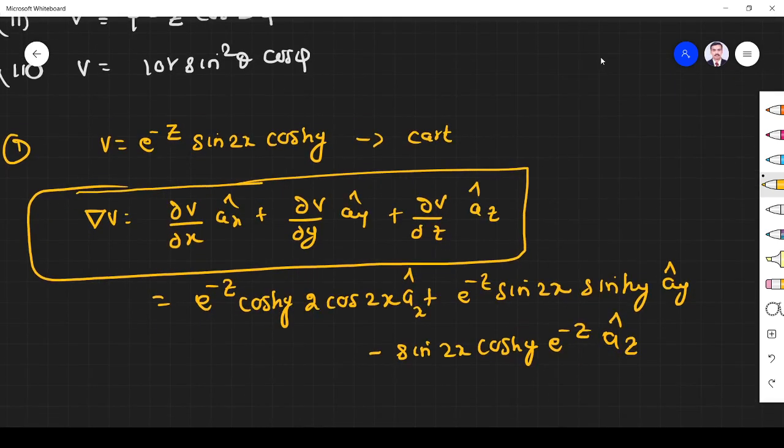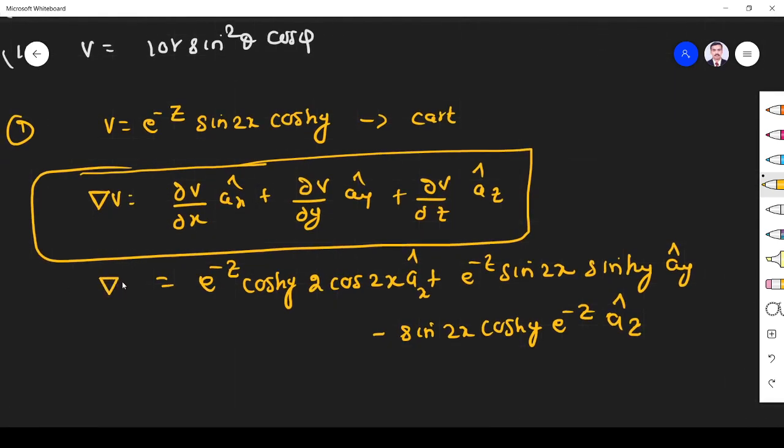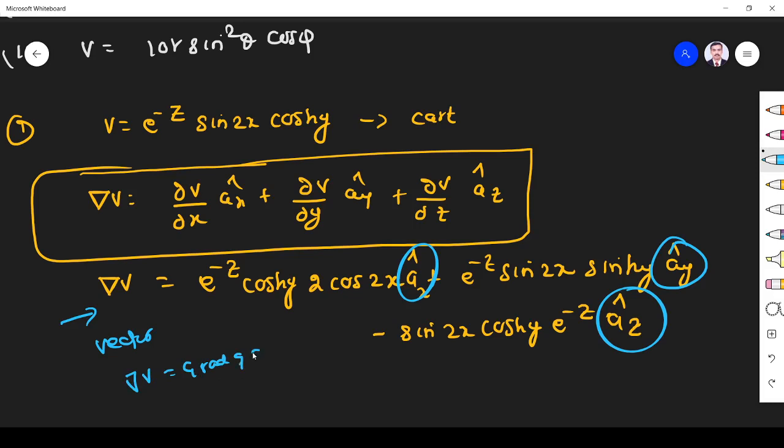You see, what is the output? Del V. Del V is a vector because it has unit vector. So gradient converts a scalar into a vector. That's why del V is a vector quantity. We know that already. So del V is nothing but the gradient of a scalar. Yes or no? So the gradient of a scalar is a vector quantity that we must know. Right?